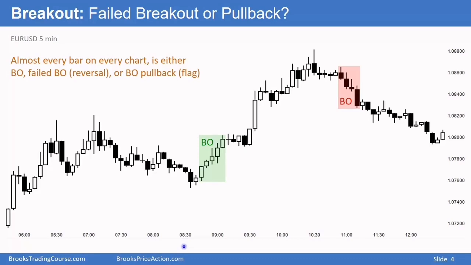Remember, every trend bar is a breakout, and every bar with a prominent tail is a failed breakout. Almost every bar on every chart is either a breakout, a failed breakout, a reversal, or a breakout pullback, a flag. Bull breakout, and the bears tried to reverse. The reversal failed, and it became a bull flag, and it was followed by trend resumption up.